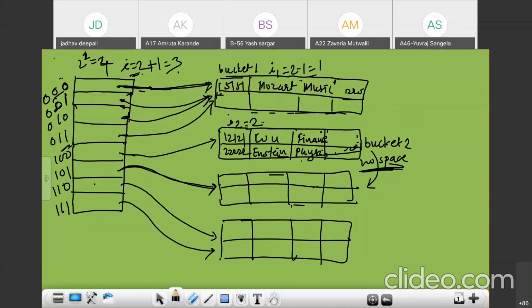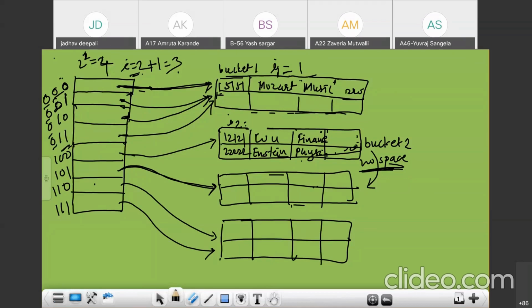So in this case, what is the value of I1 and I2? I is equal to 3 now. What is the value of I1? 4 pointers point here, so I1 is equal to 1. That means only the first bit is considered. If the hash value starts with 0, all the records are stored in bucket number 1. Is it clear? Only the first bit is considered.